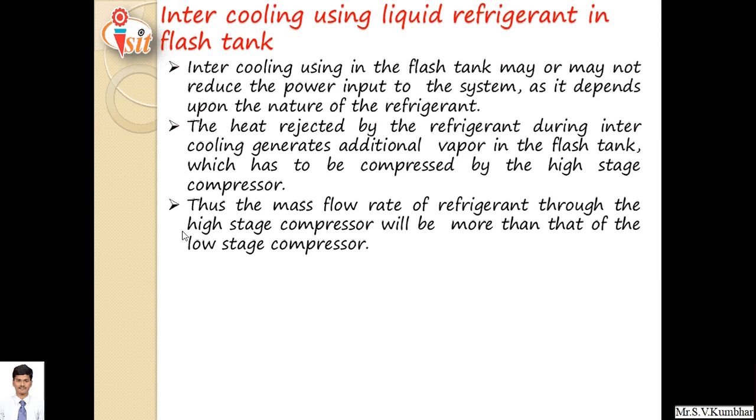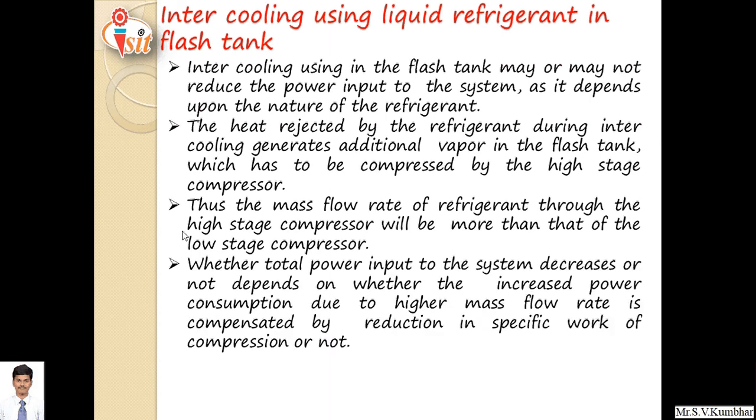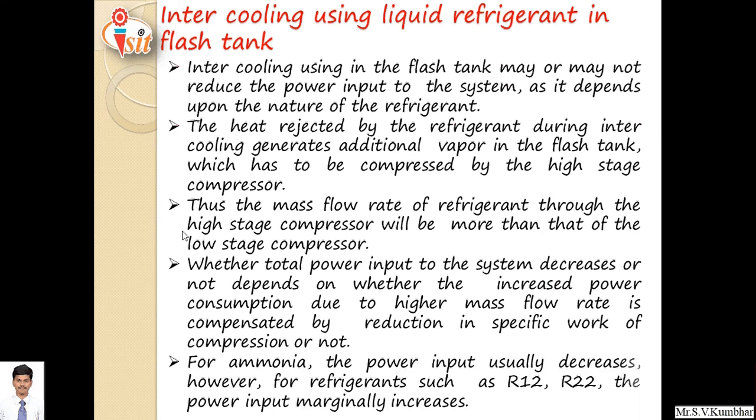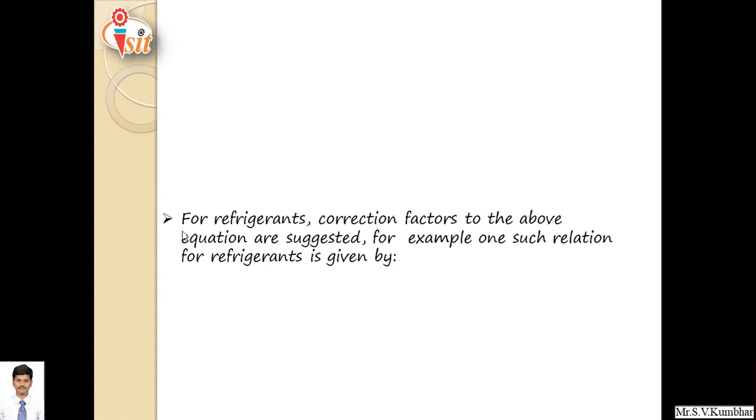Thus, the mass flow rate of refrigerant through the high stage compressor will be more than that of the low stage compressor. So whether total power input to the system decreases or not depends on whether the increased power consumption due to higher mass flow rate is compensated by the reduction in specific work of compression. For ammonia, the power input usually decreases, but for refrigerants such as R12 and R22, the power input marginally increases.